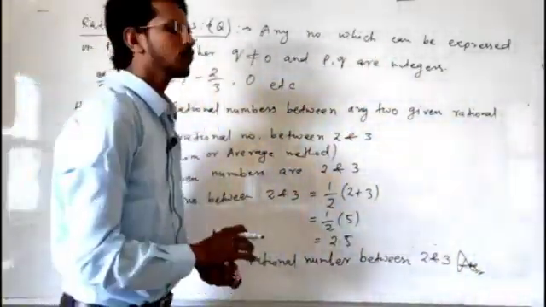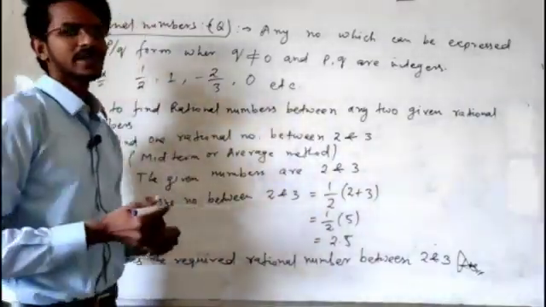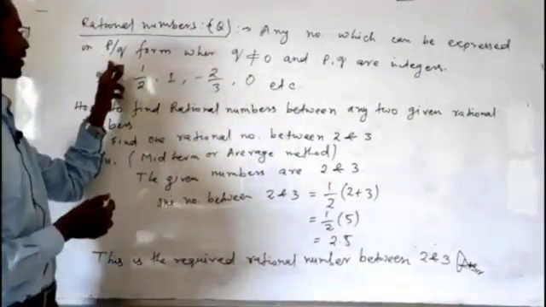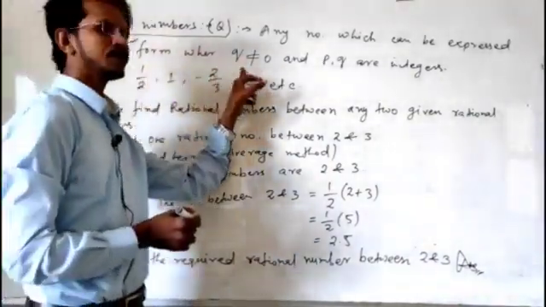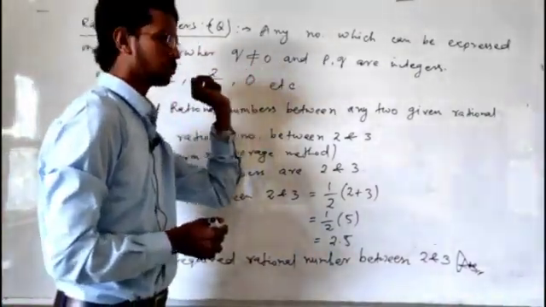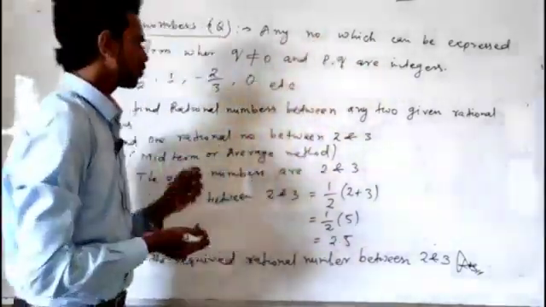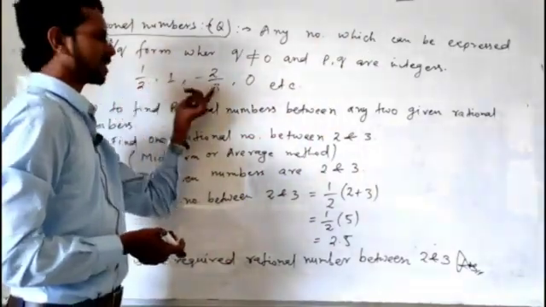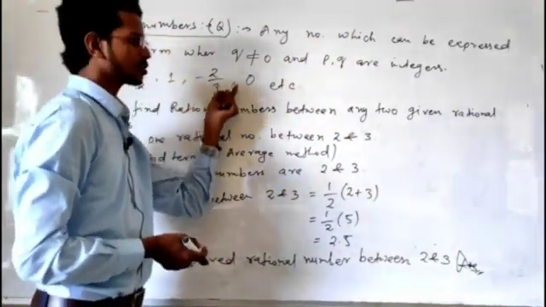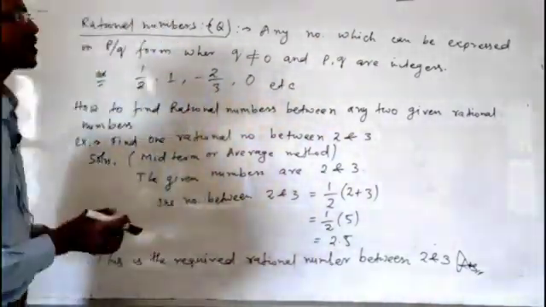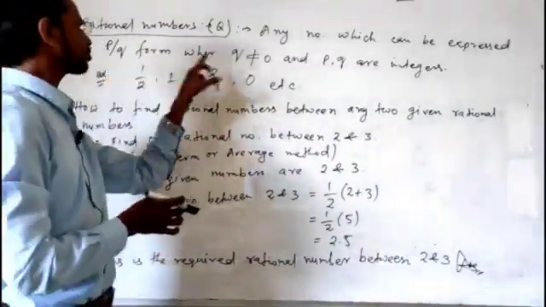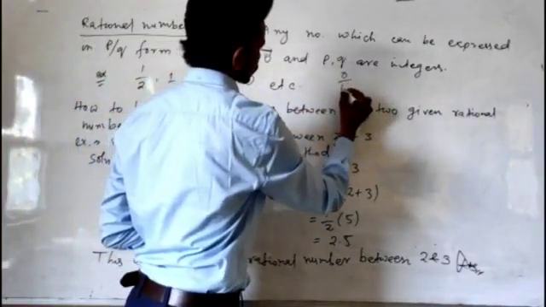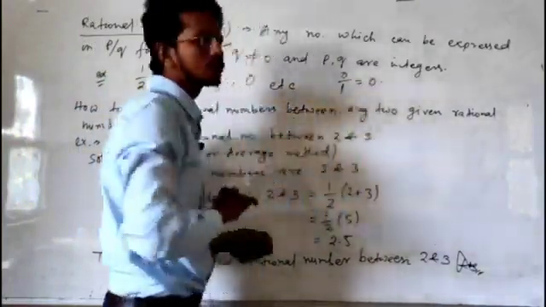What we have seen? We have seen the definition of rational numbers: any number or all those numbers which can be expressed in p by q form, where q should not be equals to 0, and p and q are integers. For example, we can take 1 upon 2, minus 2 upon 3, positive, negative rational numbers, or 0. 0 is also a rational number. Why? Because there is a condition that denominator should not be 0. We can write 0 as 0 upon 1 equals to 0.